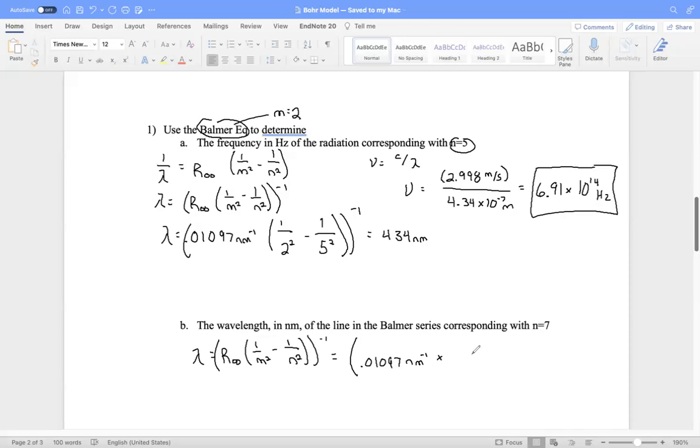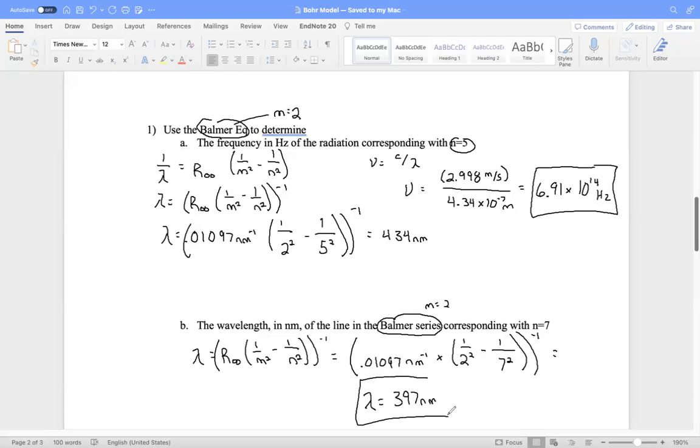And this is times 1 over, again, we have that 2 squared because it's a Bohr series, minus 1 over 7 squared, which is 49, close parenthesis, all raised to the negative 1. And this is going to give us a lambda value of 397 nanometers.